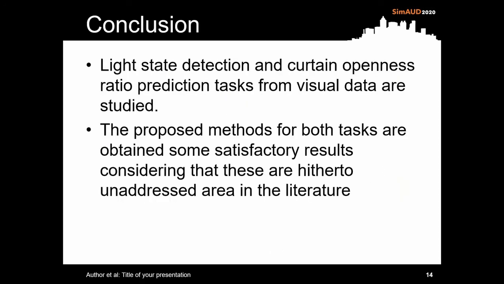To conclude, light state detection and curtain openness ratio prediction tasks from visual data are studied. The proposed methods for both tasks obtained some satisfactory results, considering that these are hitherto unaddressed areas in the literature.